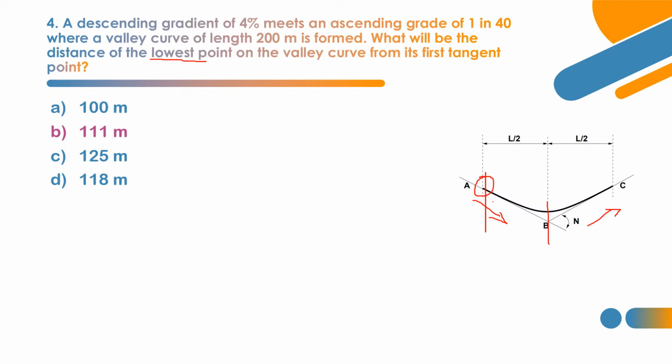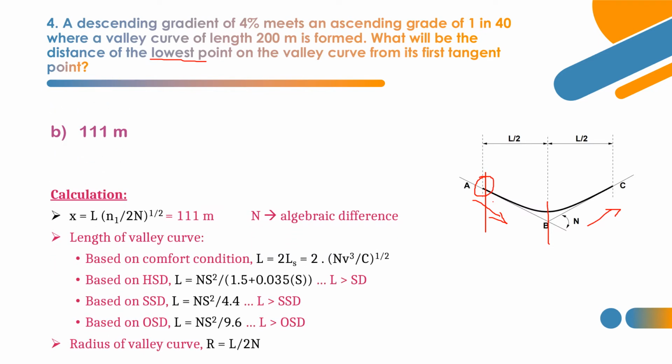So option B, 111 meter, is the answer. Now let's see how it is calculated. X is equal to capital L, that is the length of the curve, 200 meter, into n1 divided by 2N. n1 is the descending gradient, sorry, not curve, descending gradient. So L is nothing but 200 into n1, which is 4%, divided by 2 into capital N.